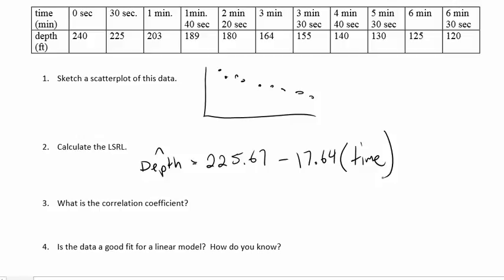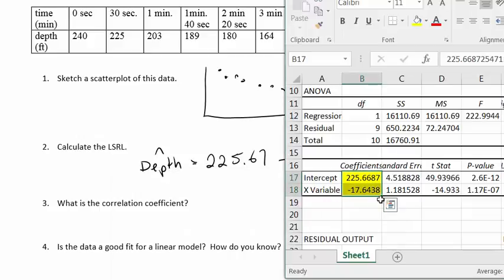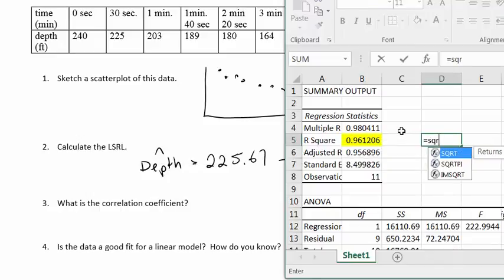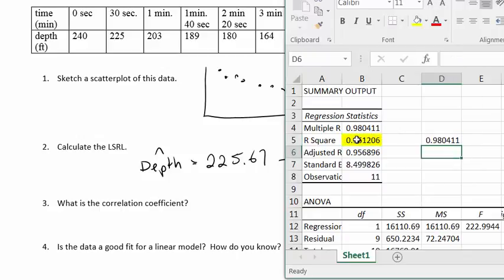Okay, next part. What is the correlation coefficient? Okay, so go back to my data here. I've got r squared right there. So to get r, I just want to take the square root of that. So 0.98.